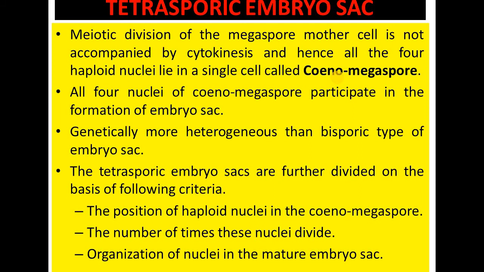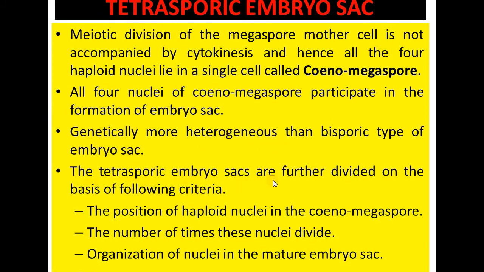So now you can clearly understand, in the case of monosporic type of development, only a single haploid nucleus is participating. In the type of bisporic embryo sac, 2 haploid nuclei are taking part in the embryo sac formation, and in the tetrasporic type of embryo sac, 4 haploid nuclei are taking part in the formation of embryo sac, which is called coenomegaspore here. All 4 nuclei of the coenomegaspore participate in the formation of embryo sac. Genetically more heterogeneous, they are different from each other than the bisporic type.